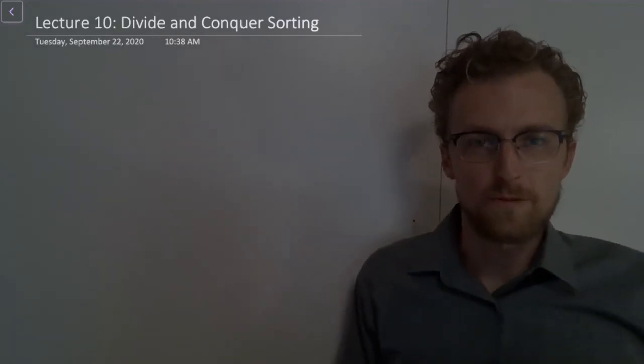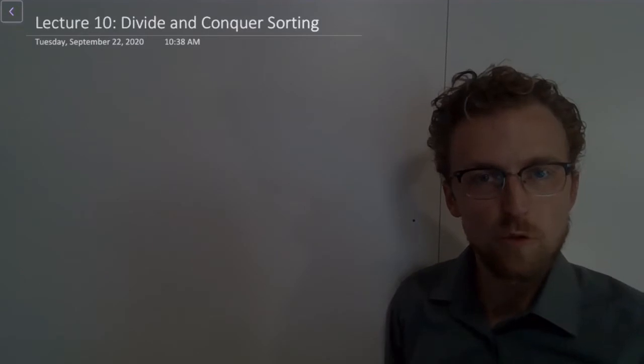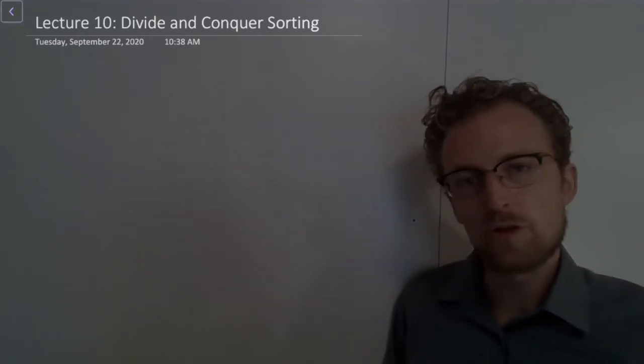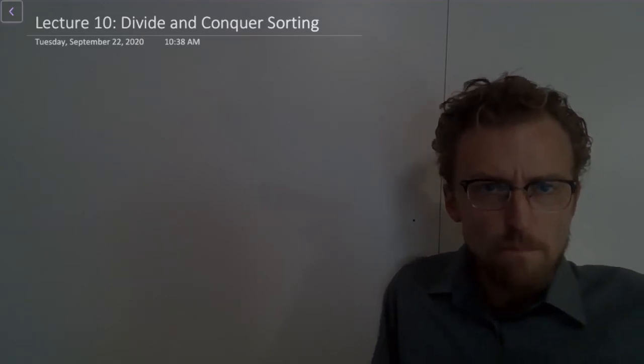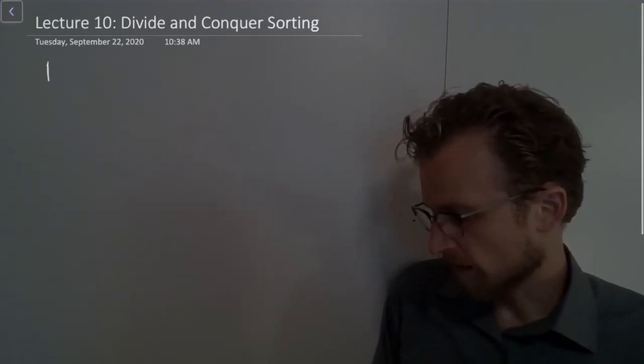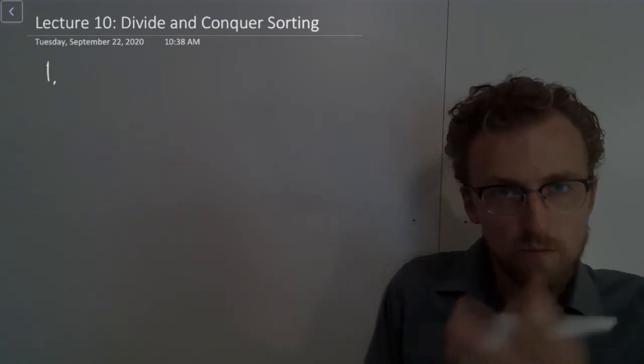Welcome back to Algorithms. Today we'll be talking about some divide and conquer methodologies for sorting, the first of which is merge sort. So we talked about merge sort last time, and the basic philosophy of merge sort goes like this. One, we take an array, an unsorted array, and we cut it in half.